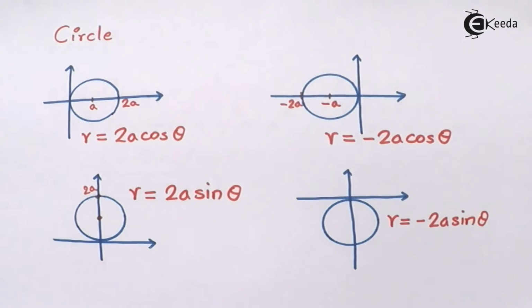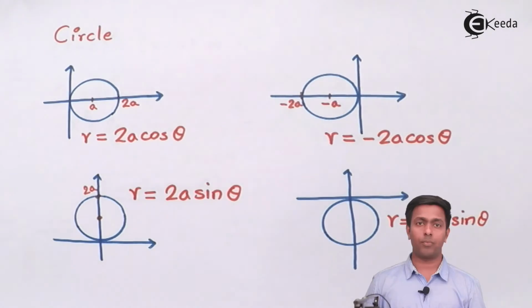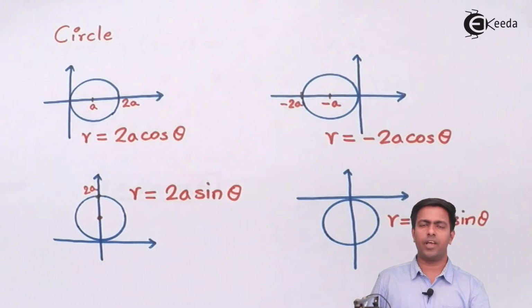So guys, here we have covered 4 standard equations of a circle in polar form, and in the next example question, we are going to solve a question based on this polar form of a circle. I'm sure that you understood everything.